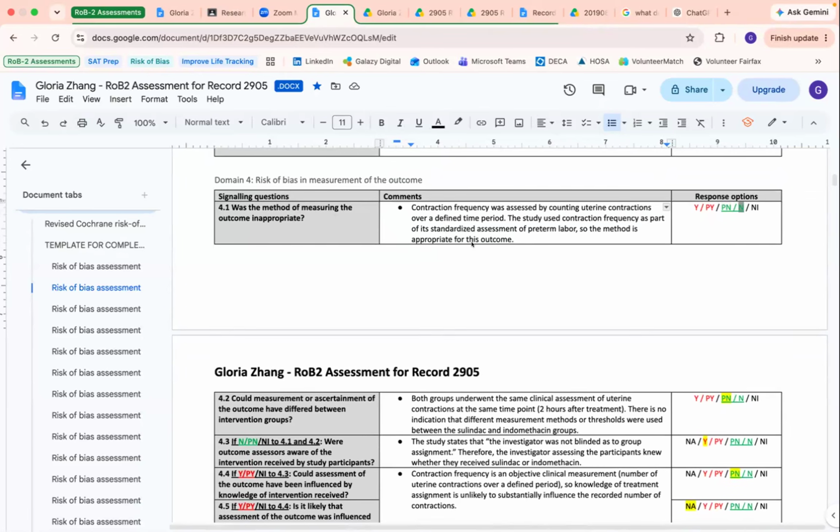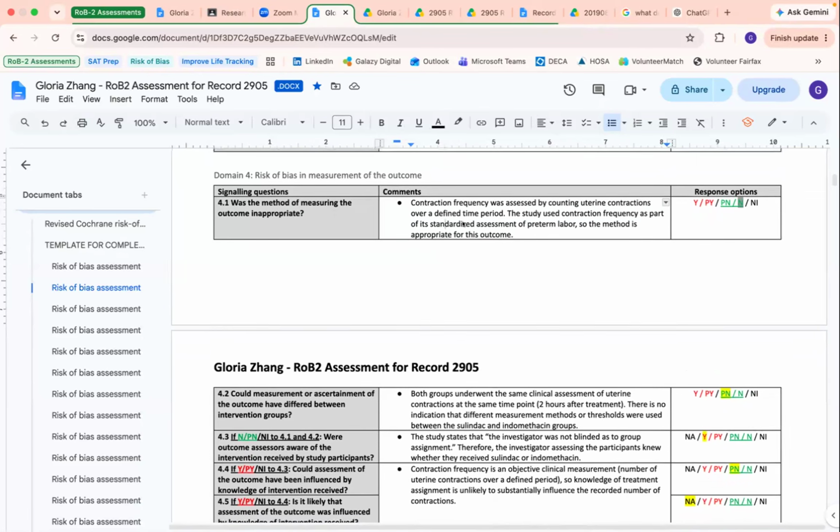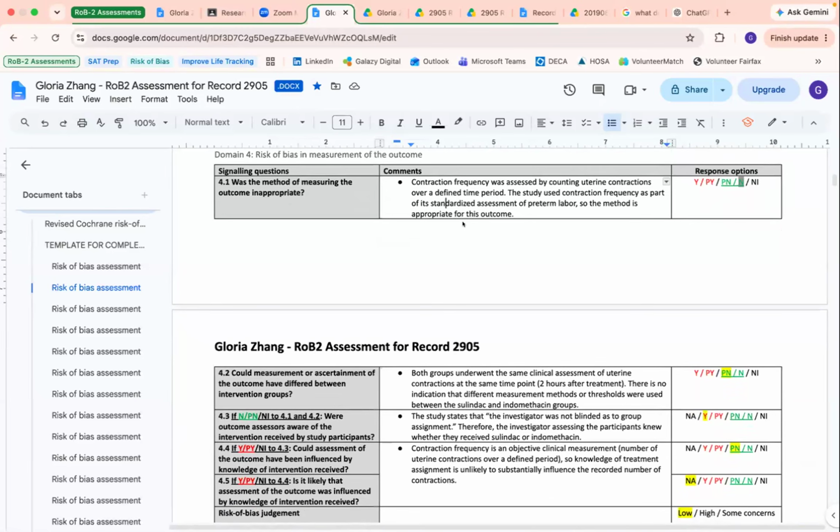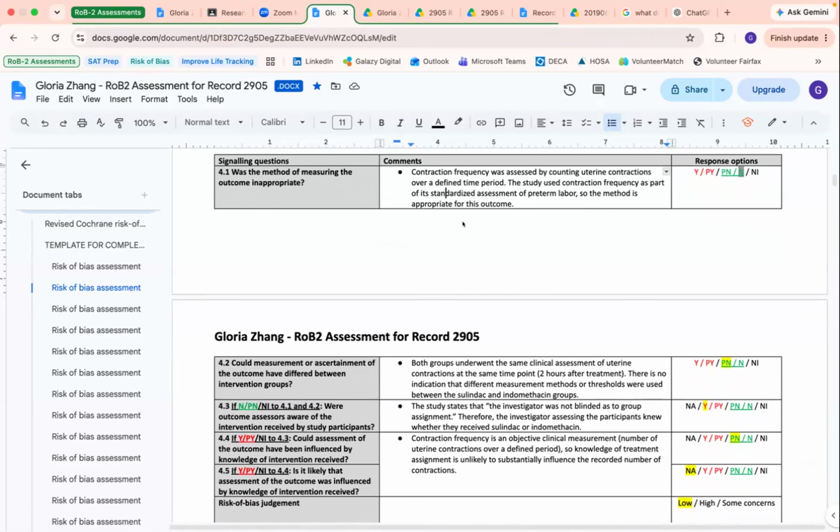Yeah, I think I agree. I don't think there's a way you can measure contraction frequency that's inappropriate. So I kind of just assumed that they would use a method that was objective. I'm pretty sure they talked about the definition and it was pretty objective. Yeah.